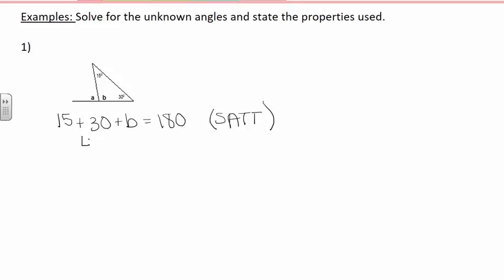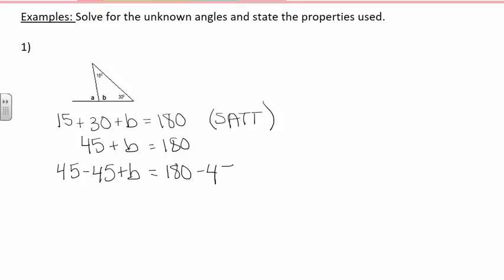So 15 plus 30 is 45, plus B equals 180. And now we have to bring the 45 to the other side by subtracting 45 from both sides. And then these cancel out, and B equals 135 degrees.